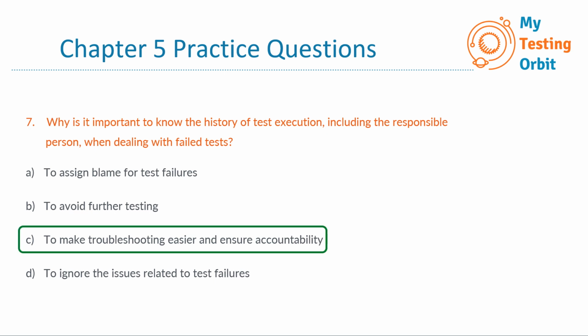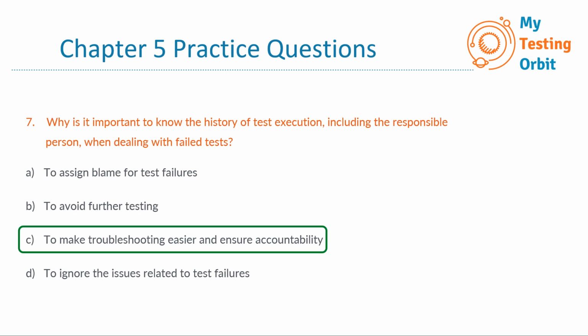And the correct answer is C. To make troubleshooting easier and ensure accountability. Knowing the history of test execution and the responsible person is essential for making troubleshooting more manageable and ensuring that accountability is maintained. So this process allows for the investigation of the cause of test failures, reporting of issues, following up on the issue fixes, and verifying the correct implementation of fixes.